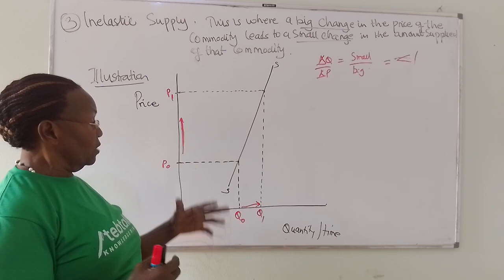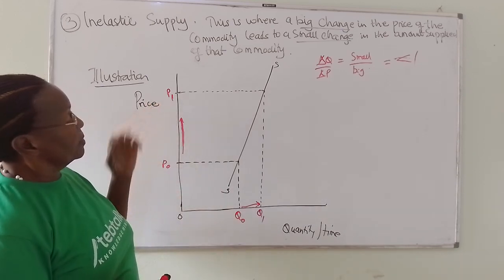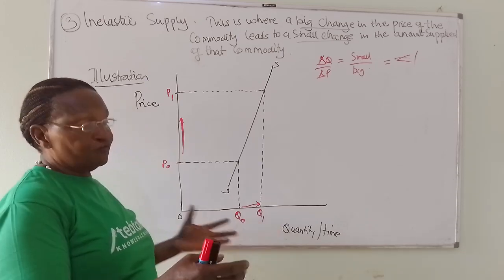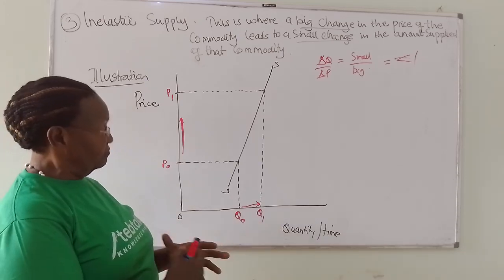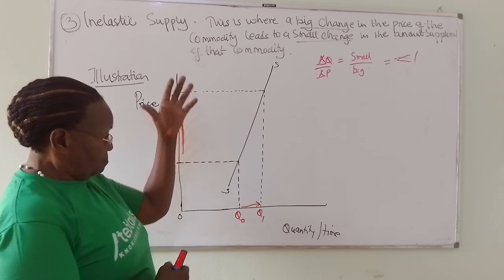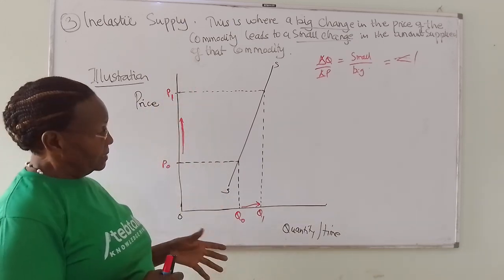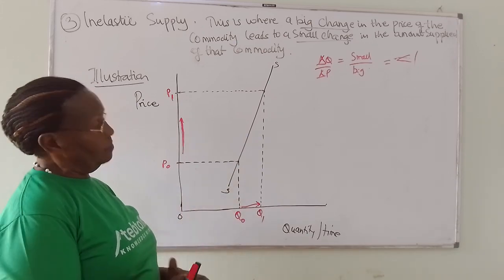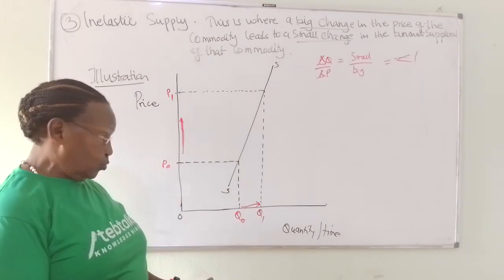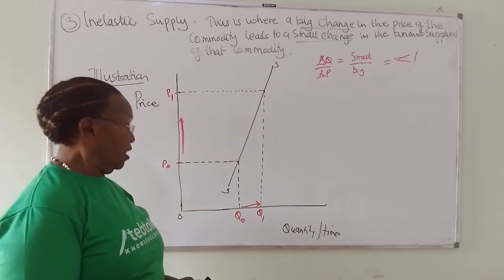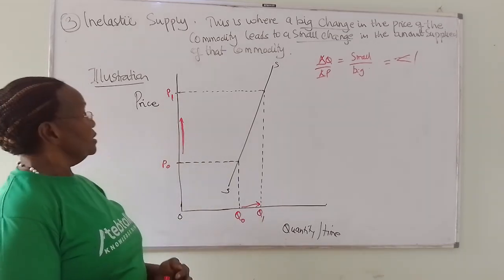Maybe it is because of the long gestation period. You may increase the price of coffee today, but you cannot have coffee increased tomorrow. You have to wait. Because of that time lag, the supply of coffee in the short run tends to be inelastic, because you have to wait a longer period of time until the crop matures, and then you are able to harvest and increase the supply of that same commodity.